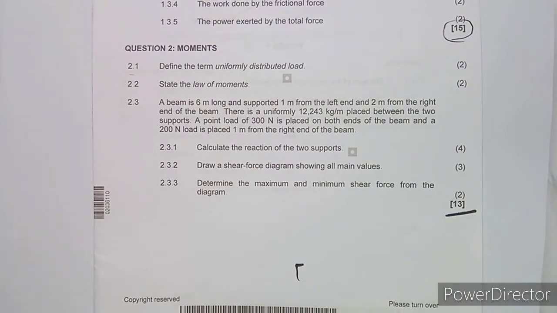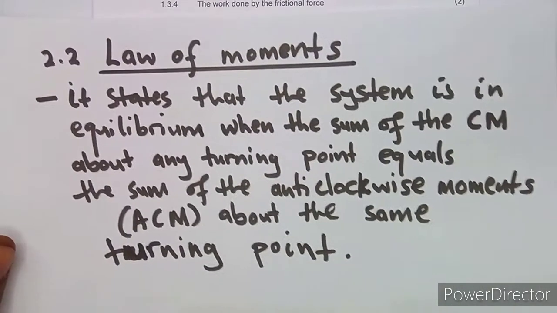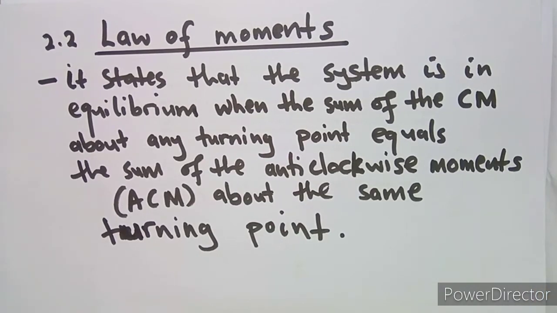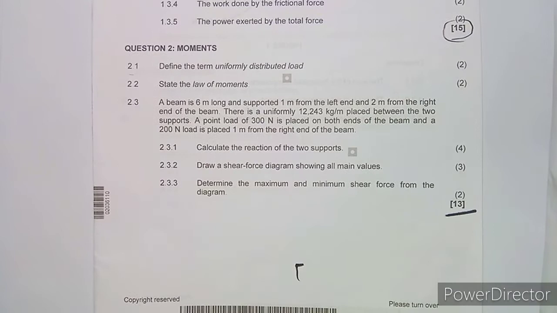Then state the law of moments. We've been talking about this law of moments if you've been following our classes, but still that is the definition there. It states that the system is in equilibrium when the sum of the clockwise moments about the turning point equals the sum of the anti-clockwise moments about the same turning point. So you've got clockwise moments and anti-clockwise moments there. All right, so that is what we had.